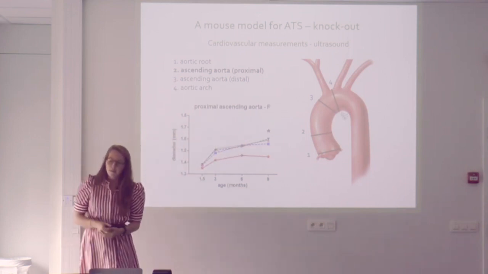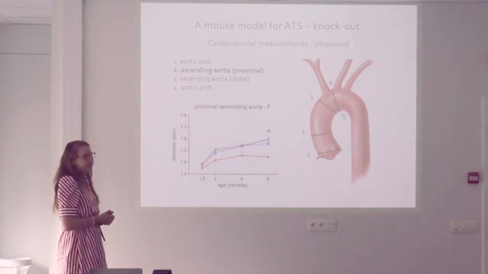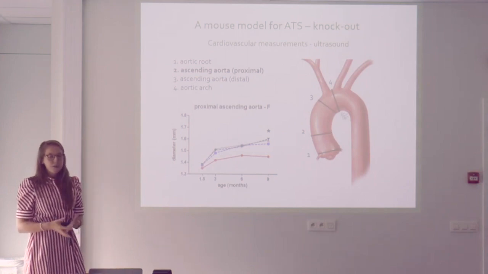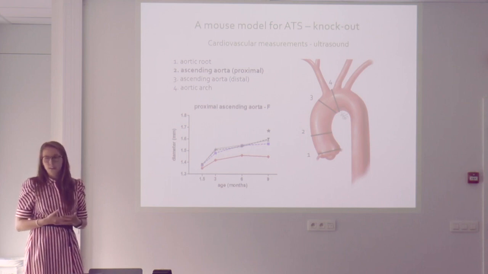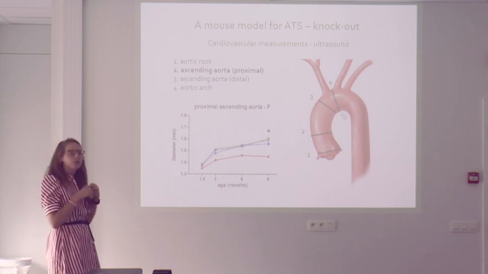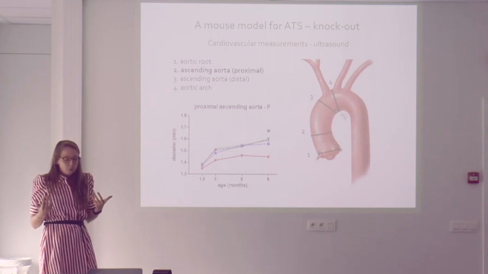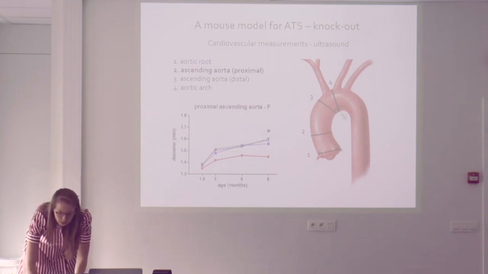So we were very happy to see that. We had a stenosis phenotype. But of course, the most important thing in arterial tortuosity syndrome is the tortuosity. We would like to see tortuosity of the carotids. And then it would be a very good model to study ATS.